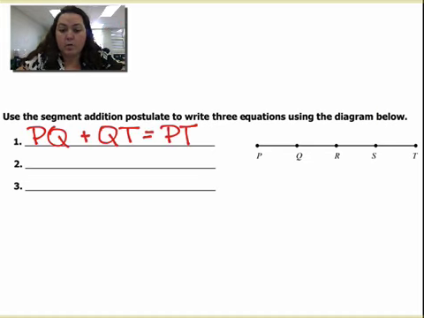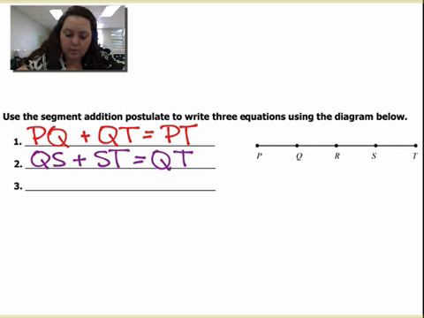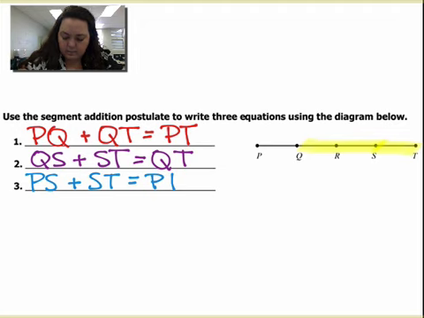So if I took PQ plus QT, that would give me PT. So PQ, let me go back to that one. PQ would be here, and then QT would be here. Well, sort of here. So that would be everything from P to T. On the next one, QS plus ST would be everything from Q to T. And then on this last one, PS plus ST would be equal to PT. So PS plus ST equals PT.